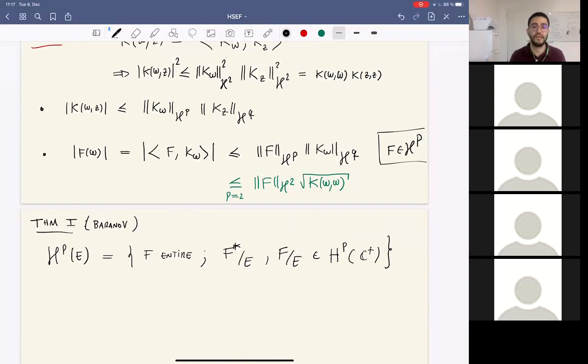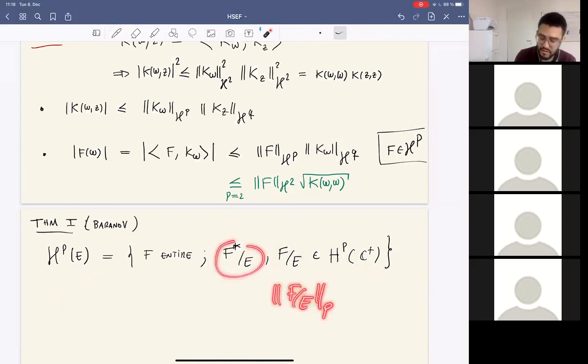And if I show this, this is a consequence. If I show this, then it will be very easy to show that the space is complete, because it's easy to show that this here is a closed space in the Hardy space when you put the L^p norm on the real line. And therefore H^p will be isometric to this, because the norm in here would be the L^p norm on the real line, when you take F over E to the L^p norm. And in this space it is the same norm, because this guy is in there.